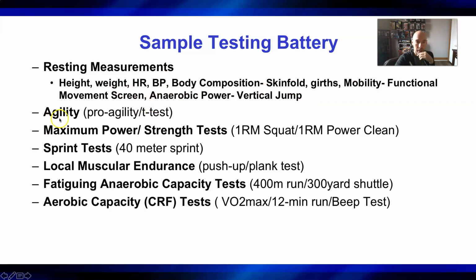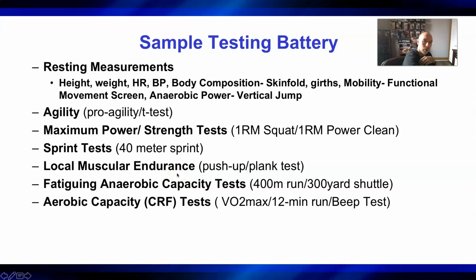Okay. For agility, here are a couple of examples, the pro agility test or the T-test, which are described later. For our maximum power and strength, we're going to do the 1 rep max squat and the 1 rep max power clean. So the squat would be a strength test, the power clean would be a power test. For our sprint test, we're going to go with the 40-meter sprint. Muscular endurance, we're going to go with the push-up and the plank. How many push-ups can you do? How long can you hold the plank?